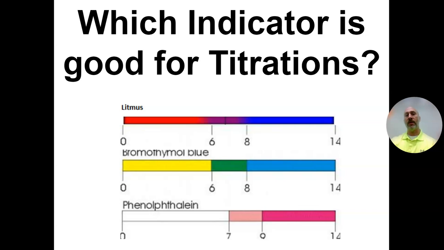Now, to do this, we need to find, again, that relationship between moles of acid and moles of base. So we're going to use an indicator, and we're going to use an indicator that tells us exactly when we get to that neutral point, okay?